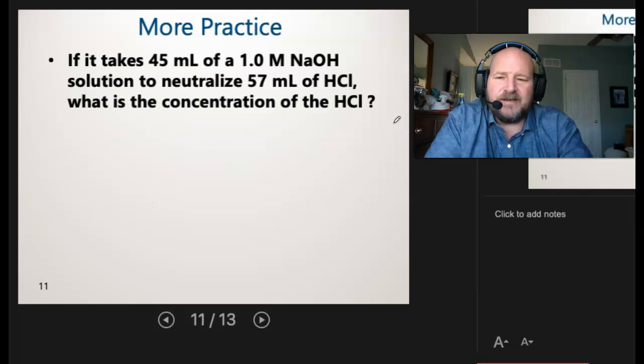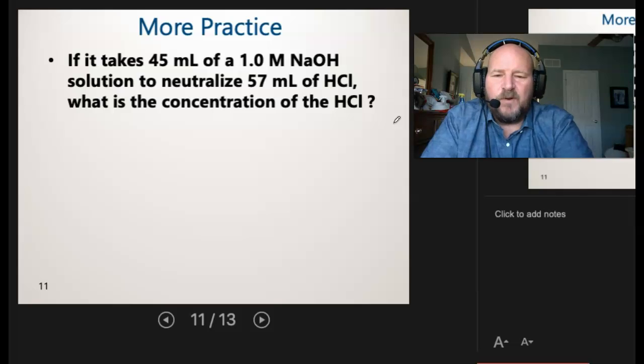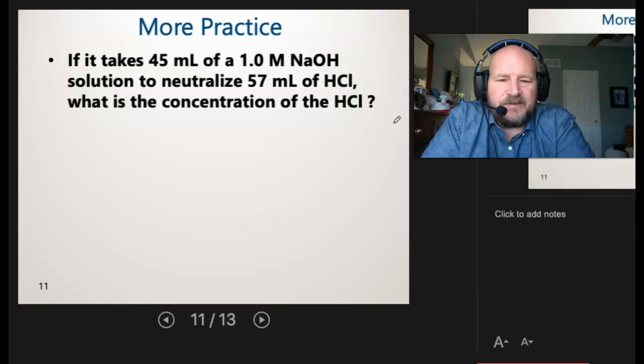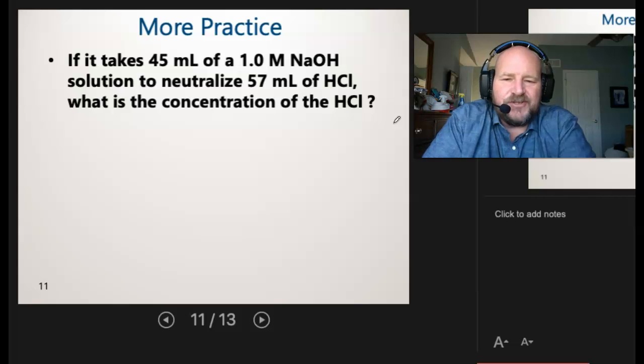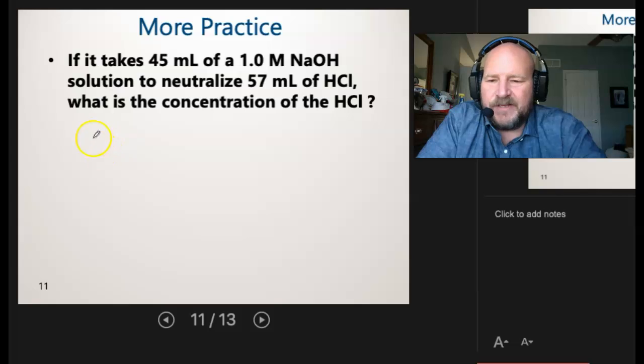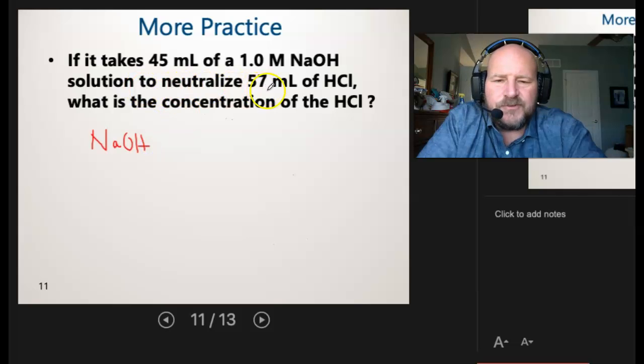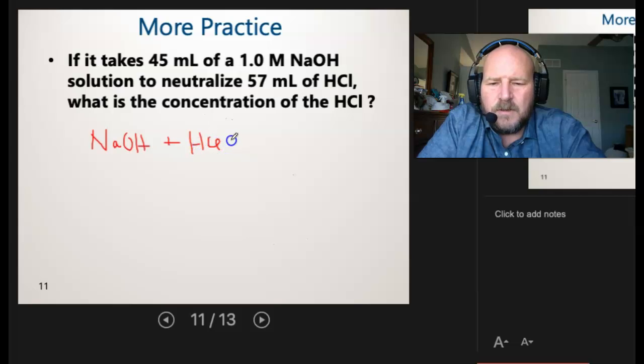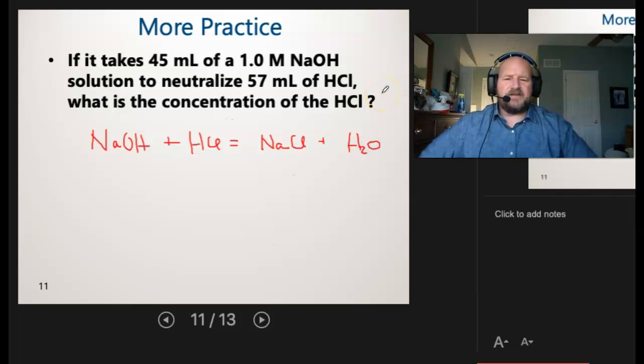What do the questions look like? If it takes 45 milliliters of a 1 molar NaOH solution to neutralize 57 milliliters of HCl, what is the concentration of the HCl? I know it sounds really complex, but it's actually not too bad. So if it takes 45 milliliters of NaOH to neutralize HCl, then we're going to make sodium chloride and water. And this is going to be 1:1. So that's always the first thing we need, our balanced chemical reaction.